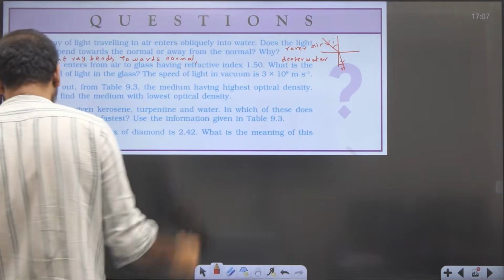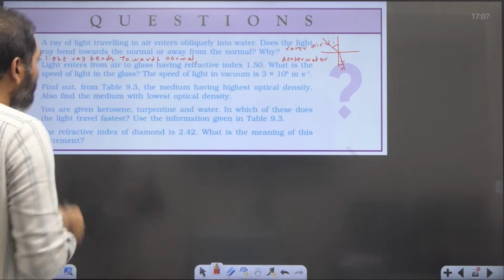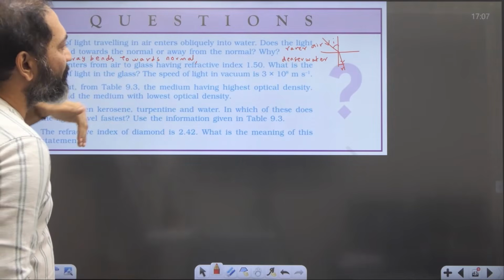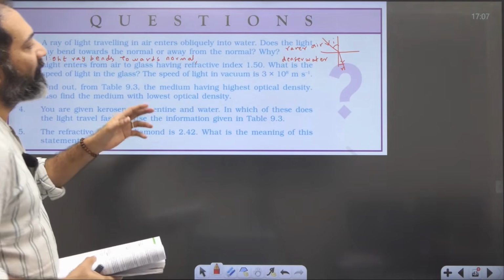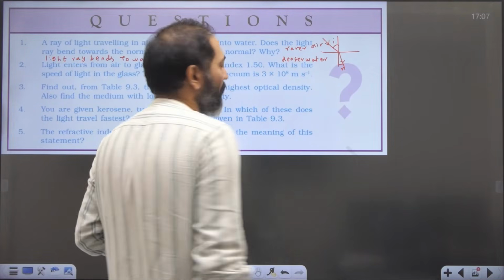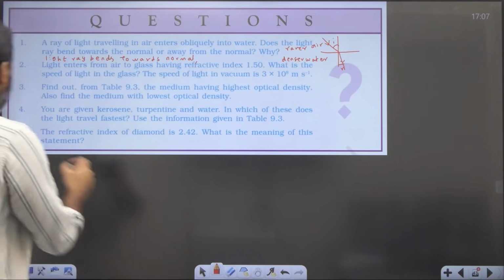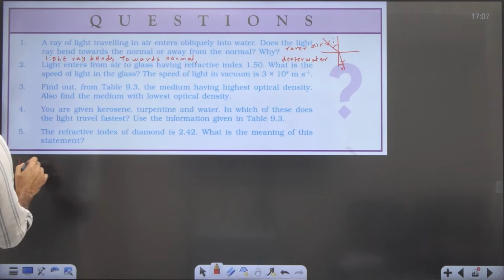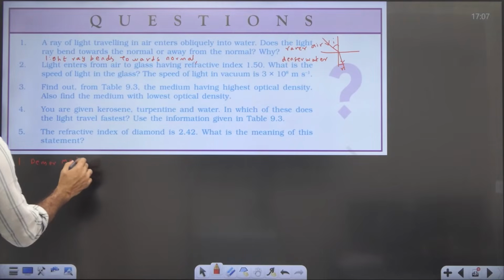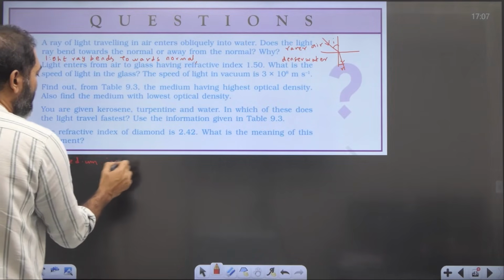What is the reason for that? When a light ray travels from rarer to denser, it bends towards the normal, because the denser medium is a thicker medium. So the angle of refraction will be small. That is the answer to the first question.